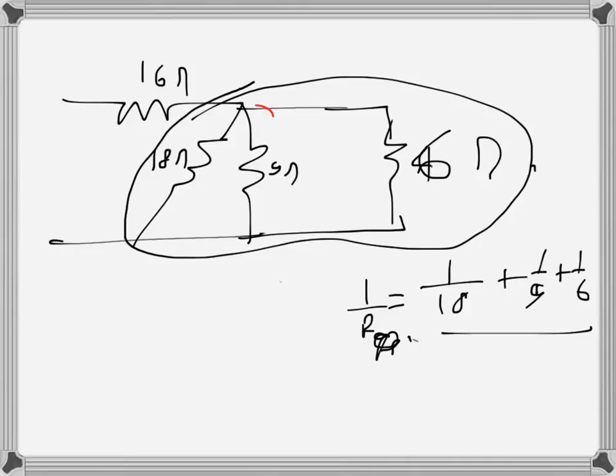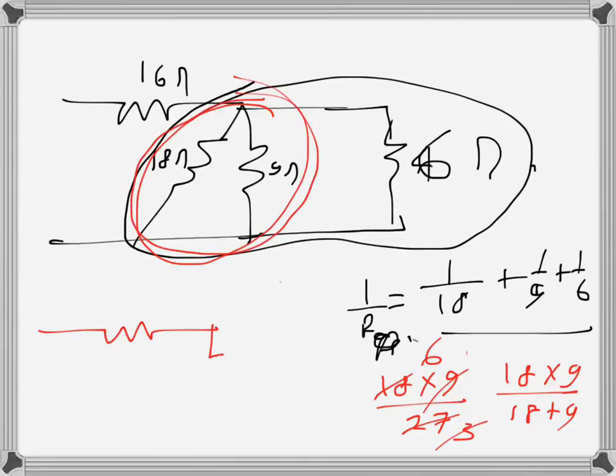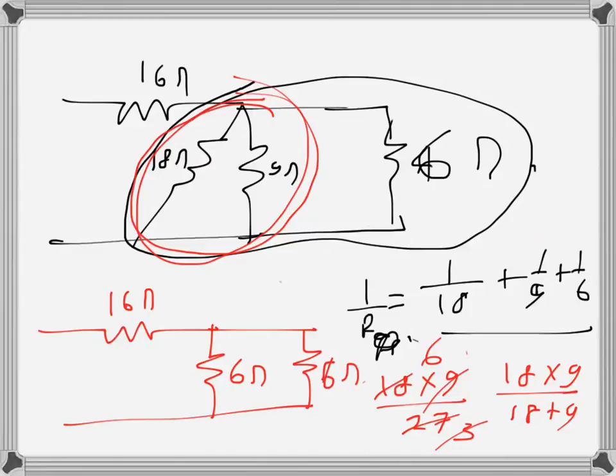First I will find the equivalent of this one, because I can see that will be a simpler one. So 18 and 9: 18 times 9 over 18 plus 9. That is 18 times 9 over 27, which is 3 here and then 6 here. So basically 6 ohms. These two in parallel can be replaced by a 6 ohms there, and there is a 6 ohms there, and we have 16 ohms there. So now we have reduced it much.